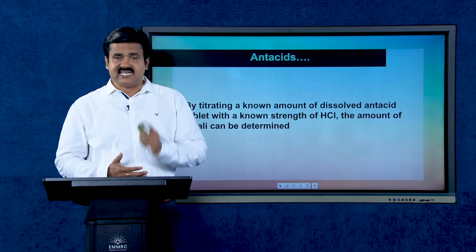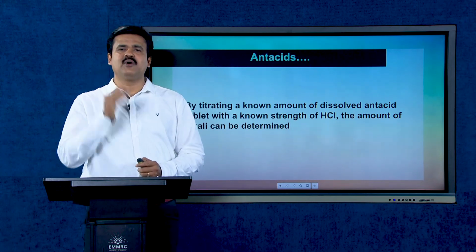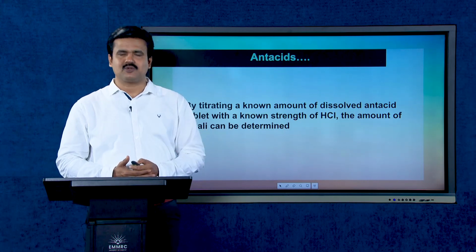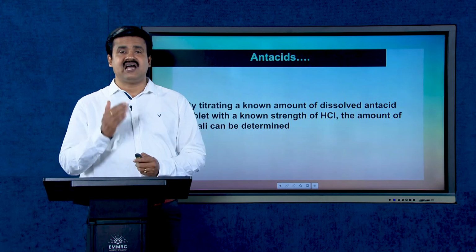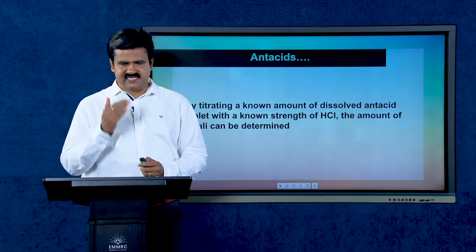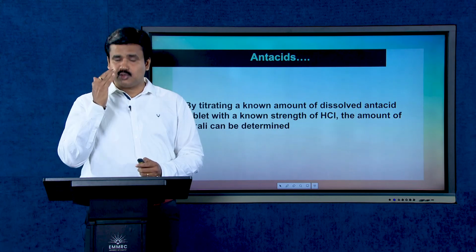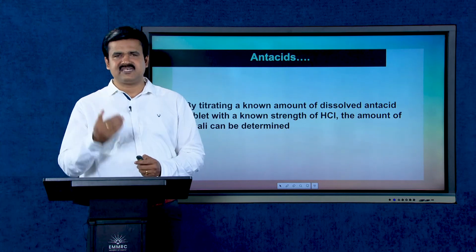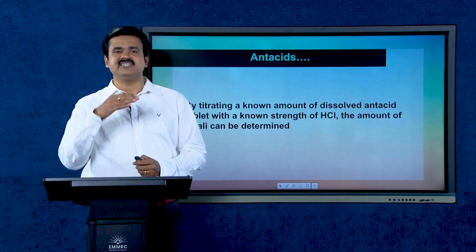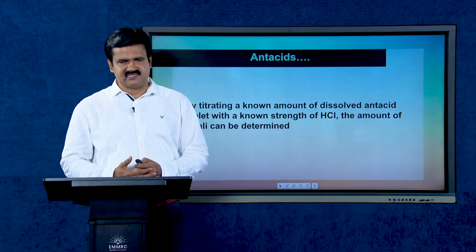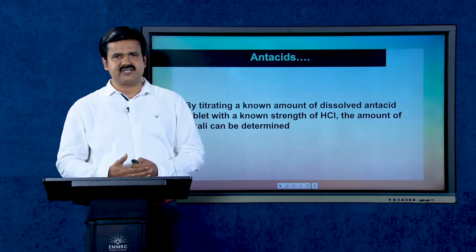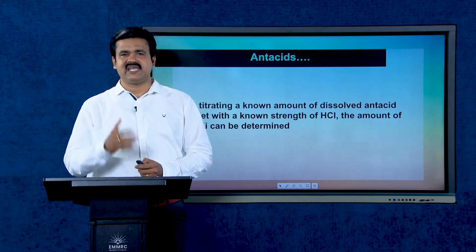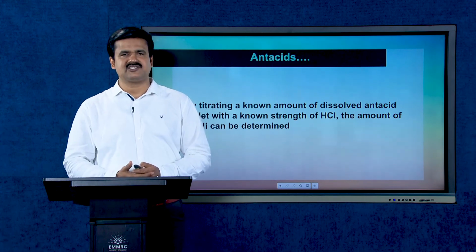Now, by titrating a known amount of dissolved antacid tablet with a known strength of hydrochloric acid, the amount of alkali can be determined. That is, the total alkali content in a commercially available antacid can be estimated by volumetric analysis. It involves the titration of a definite quantity of antacid dissolved in a solution with a fixed or known strength of hydrochloric acid, or a standardized solution of hydrochloric acid.